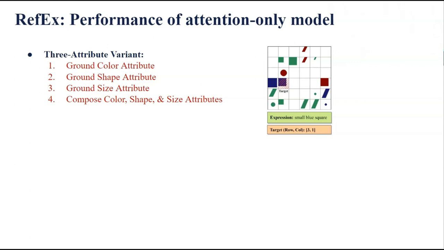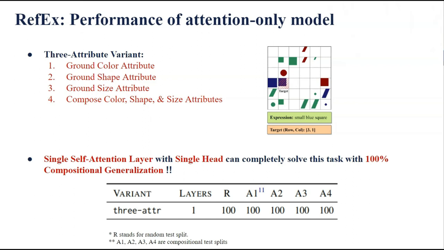To solve this task variant, the model needs to ground and compose 3 different attributes, namely the shape, color, and size, where size is a relative attribute and requires complex relative reasoning. To our surprise, here as well we found that a single self-attention layer with just a single head is enough for 100% compositional generalization. Finally, we derive an explicit and interpretable construction of the learned model, which demonstrates the detailed computations corresponding to grounding and composition in the network. Please refer to our paper for further details on the constructions and more details on RefEx.